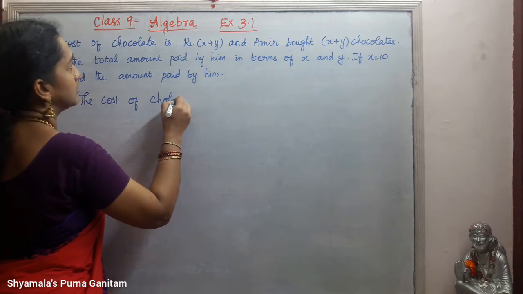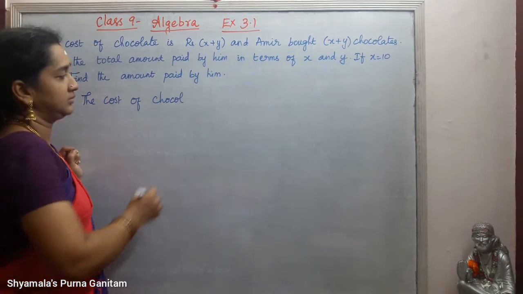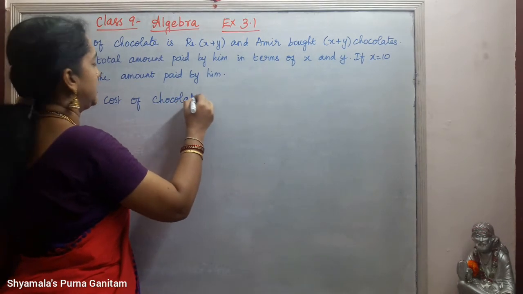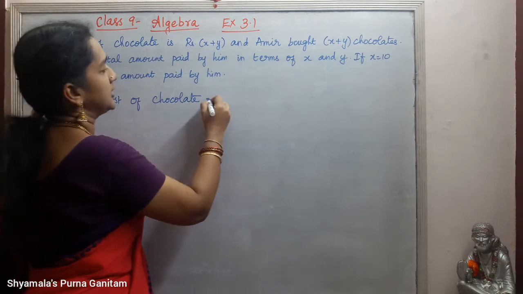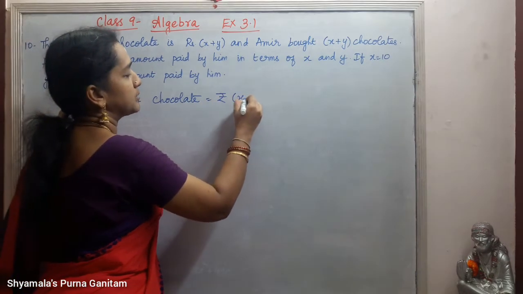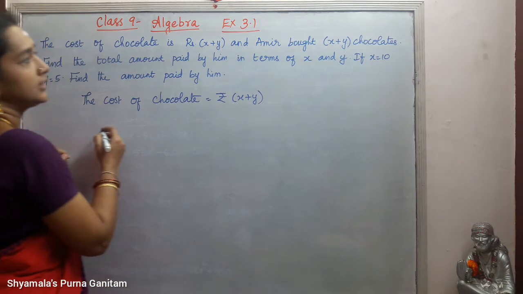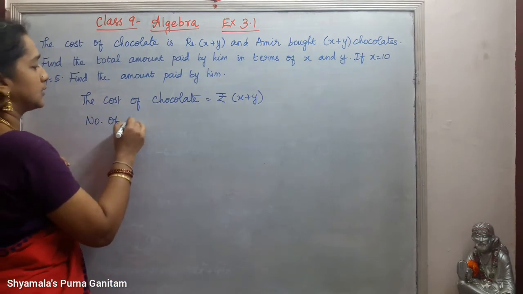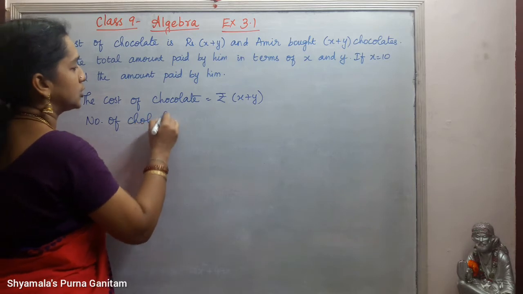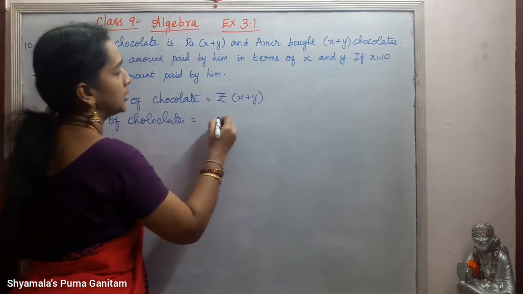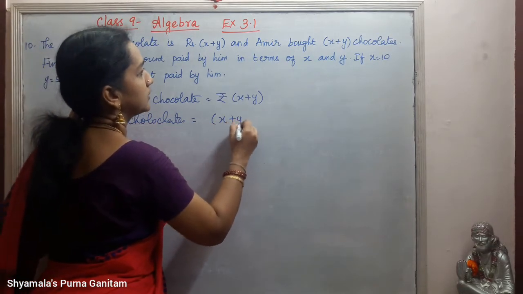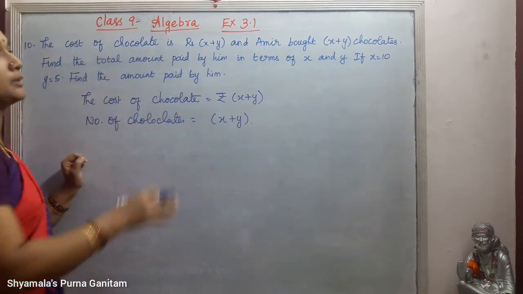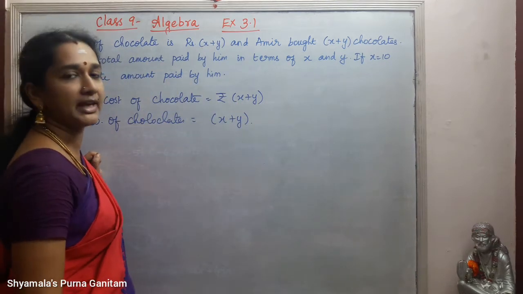So we will write the cost of one chocolate. Cost of a chocolate is rupees x plus y, and number of chocolates is equal to x plus y. Okay, find the total amount paid by him in terms of x and y.